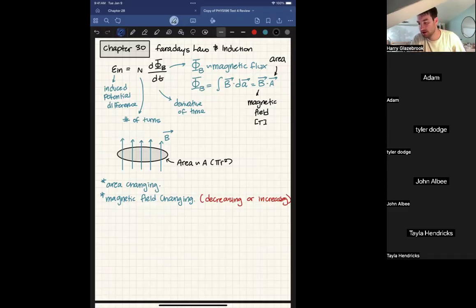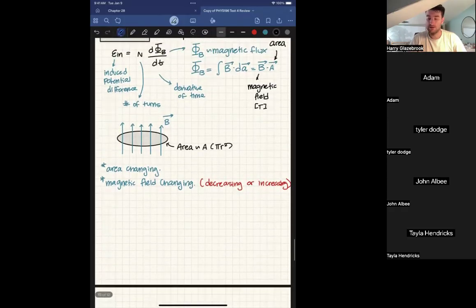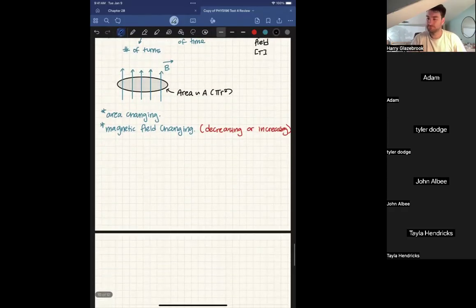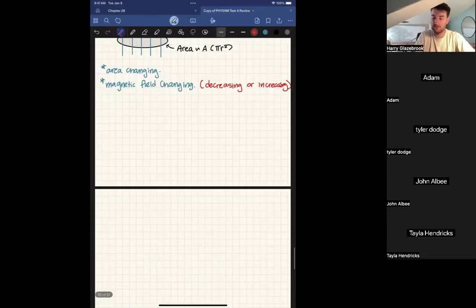Okay. All I've said so far is if you have a changing magnetic flux through a loop, then that's going to cause an induced EMF. But now I kind of want to talk about how that induced EMF is going to work. So, as in what direction is the induced magnetic flux going to point? So, this is the law of induction, or you might have heard it as Lenz's law.